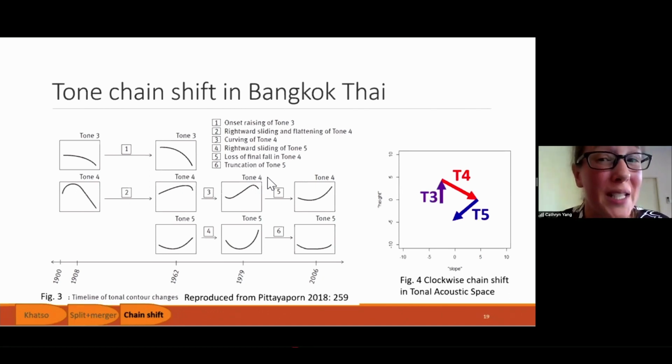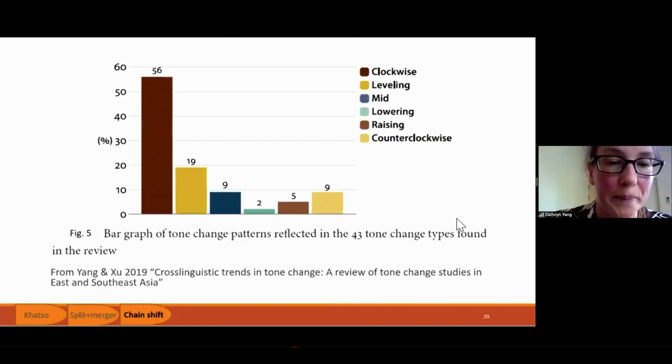A tone change shift has happened in Bangkok Thai. The diagram on the left from Padiaporn's book shows tone 3, or the falling tone in Thai, was mid-falling in the early 20th century, but by 1962, it was a high falling. Tone 4, or the high tone in Thai, was a high rising falling in the early 20th century, but by 1962, it was a high rising tone. So we can depict this again in tonal acoustic space as a clockwise shift of tone 3, tone 4. Tone 5, which was the rising tone, is now flattened out. So it is also taking part in this tonal change shift.